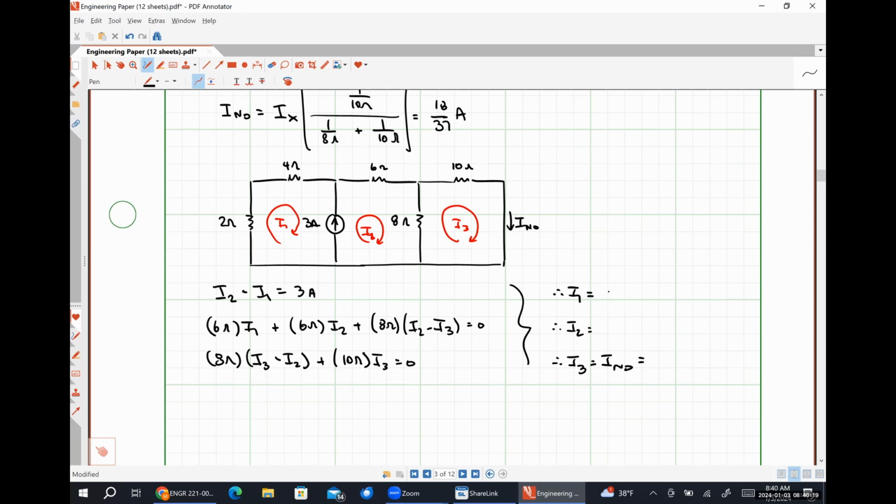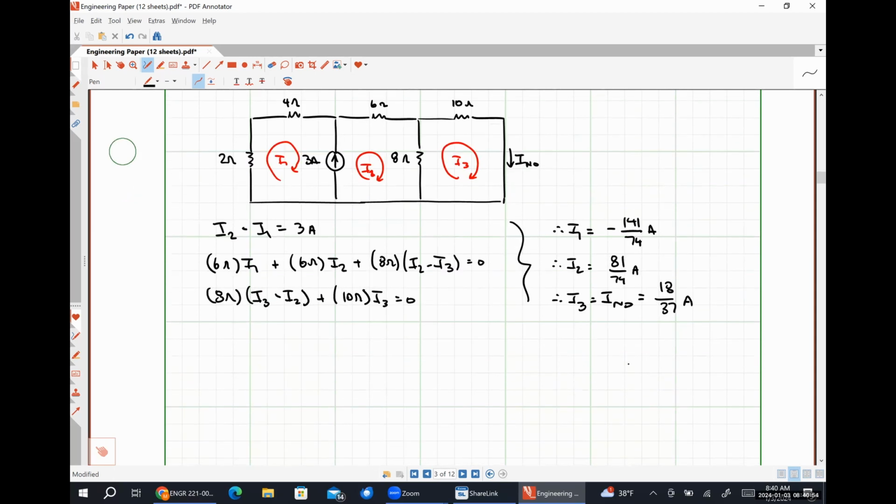And let's see, for I1, I got -141/74. For I2, I got 81/74. And for I3, I got 18/37. But once again, both ways got us the exact same result, reinforcing the fact that you can just do whatever you're comfortable with and you'll wind up getting the right answer eventually. But think about how to do things as efficiently as possible.